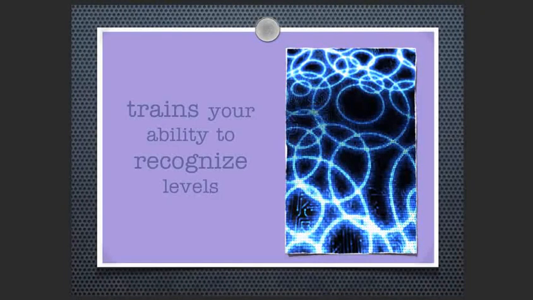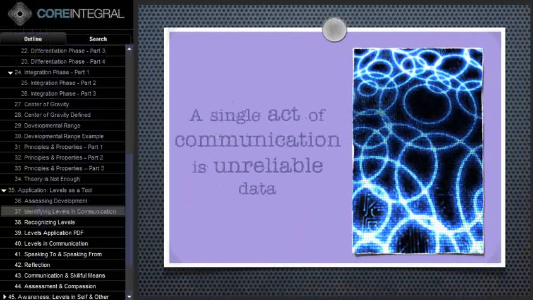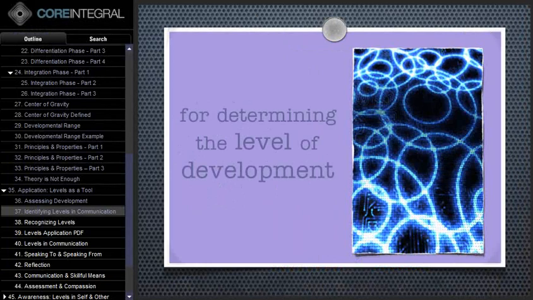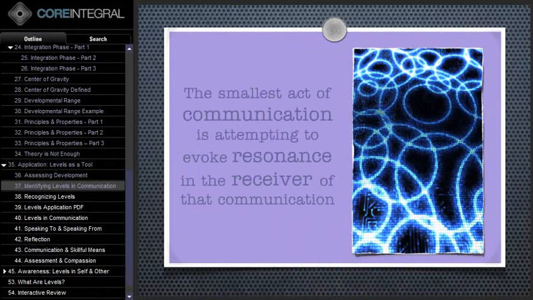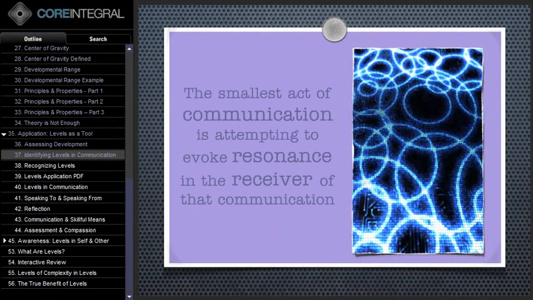Towards these aims, this learning path will offer an activity that trains your ability to recognize levels, not in specific individuals, but in the communications that individuals create. A single act of communication is an unreliable data source for determining the level of development of a communicator, but even the smallest act of communication is attempting to evoke resonance in the receiver of that communication.